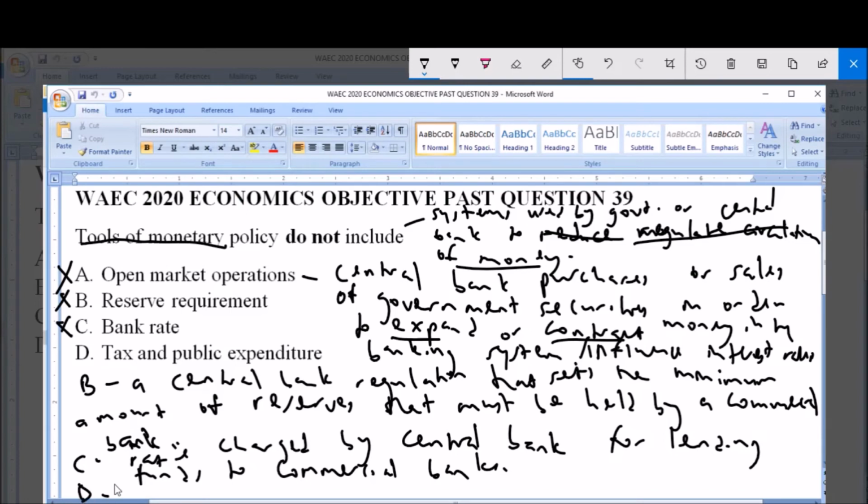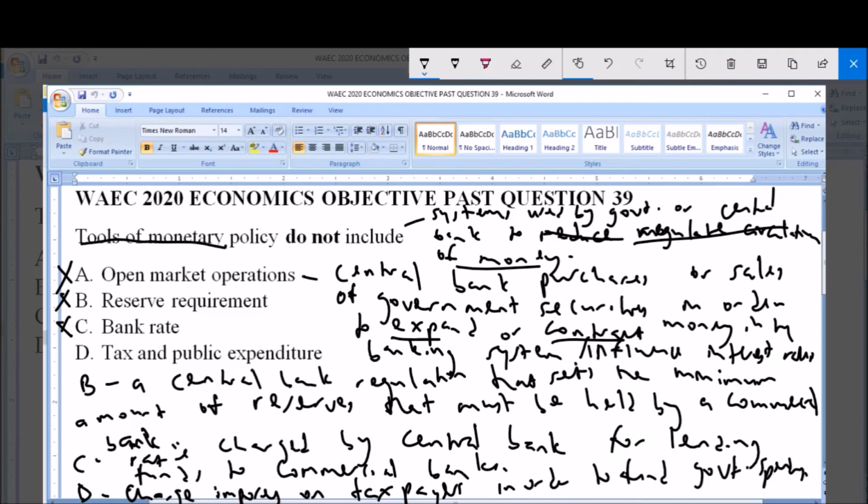Now option D says tax and public expenditure. Tax basically just refers to the financial charge imposed on taxpayers, which may be individuals or entities or companies, in order to fund government spending.